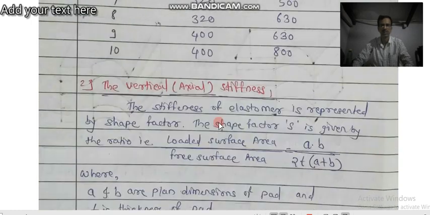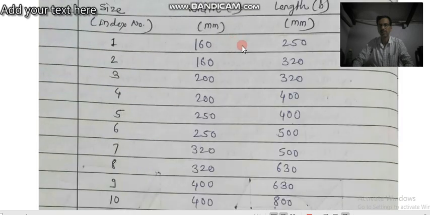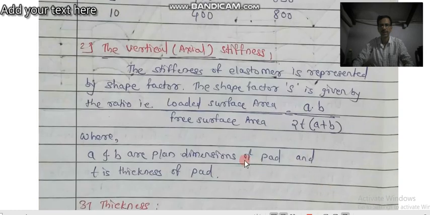The second step is the vertical or axial stiffness. The stiffness of the elastomer is represented by the shape factor, denoted by S, and it is given by the ratio of the loaded surface area to the free surface area. The loaded surface area is equal to A into B, the plan dimensions of the pad, and the free surface area is given by 2 times T multiplied by (A plus B).